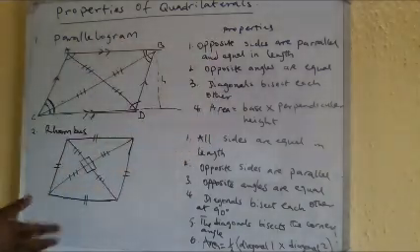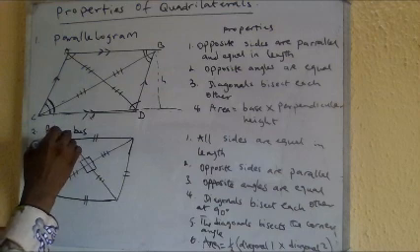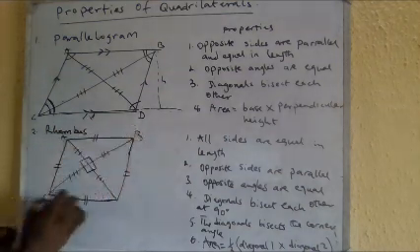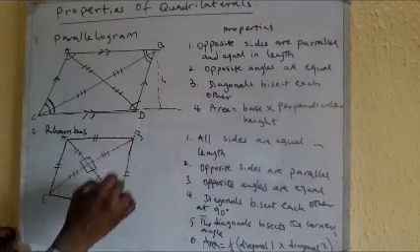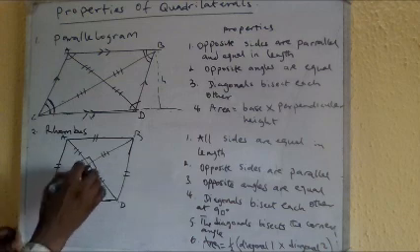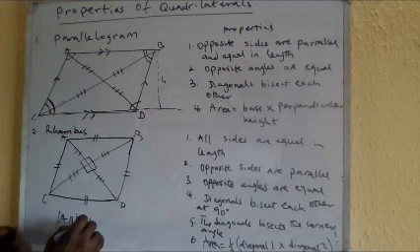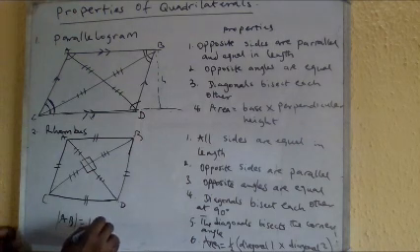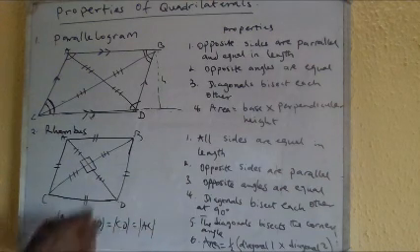And the rhombus looks like this. This is how a rhombus looks. All sides are equal in length. So if I have A, B, C, and D, line AB is equal to BC. Let me write it down: line AB is equal to line BD is equal to line CD is equal to line AC. All the lines are equal.